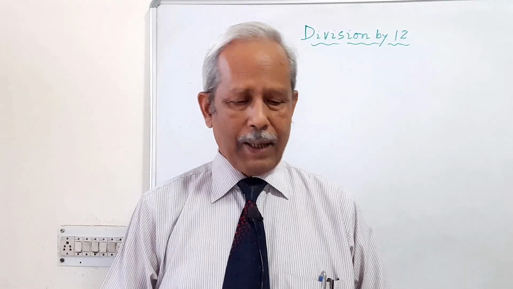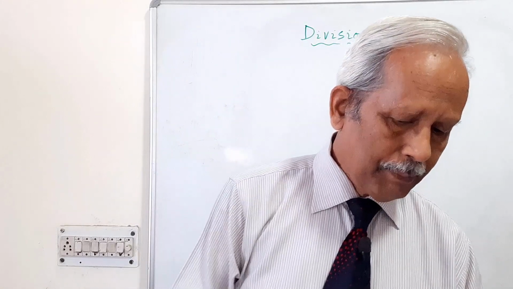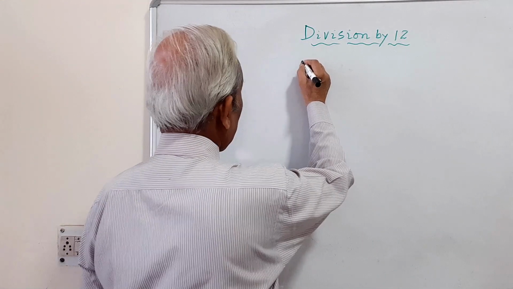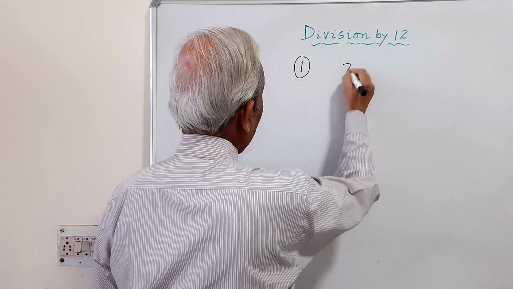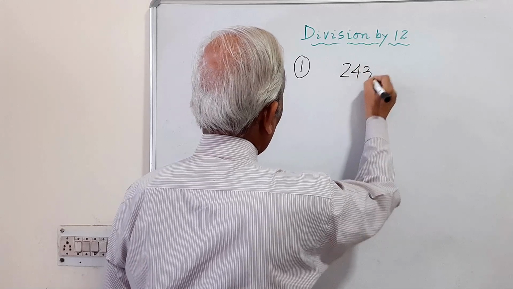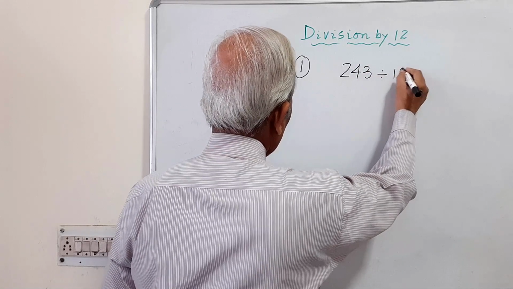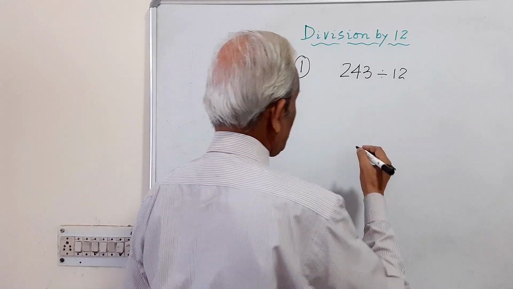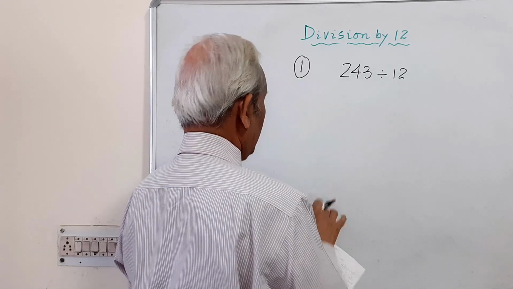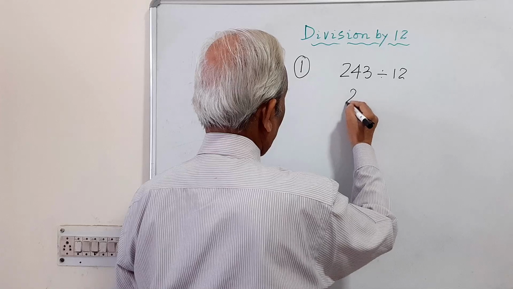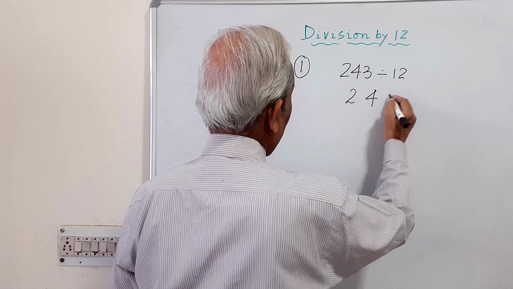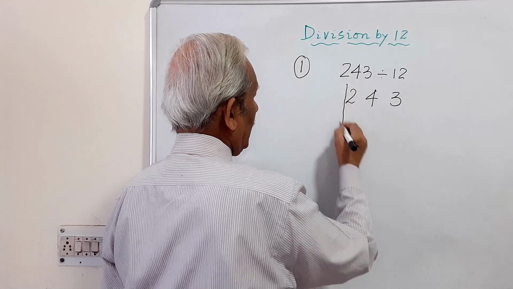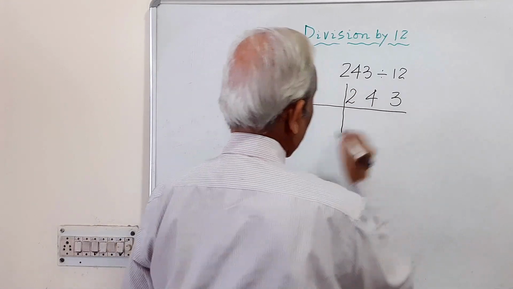Let's start with an example. Let us divide 243 by 12. There are certain things which you should remember very clearly, just to follow me seriously. Write 243 like this. Let us see the first, initial procedure. Understand it very clearly.